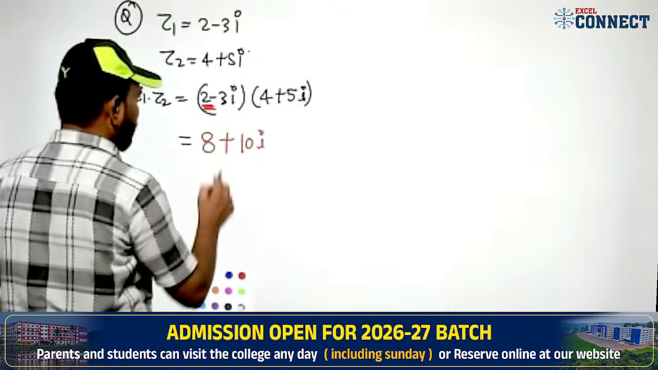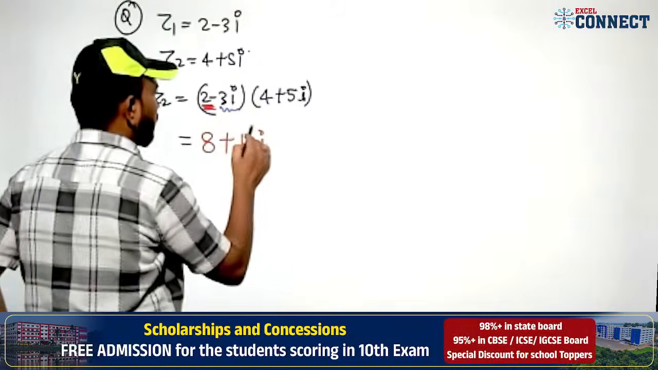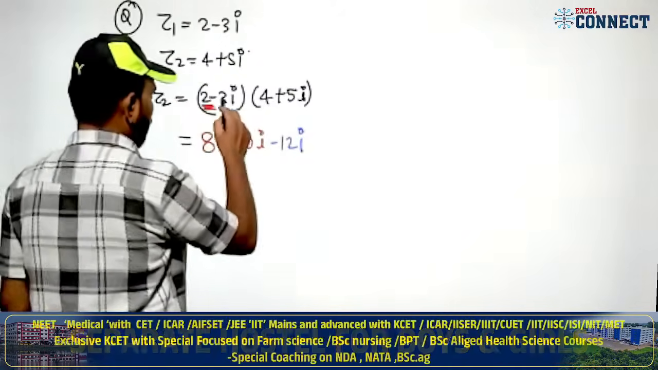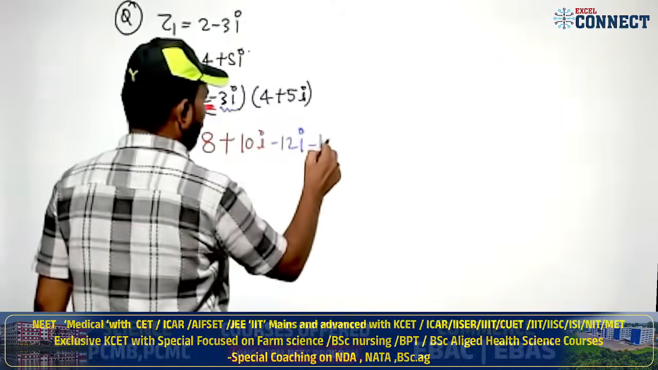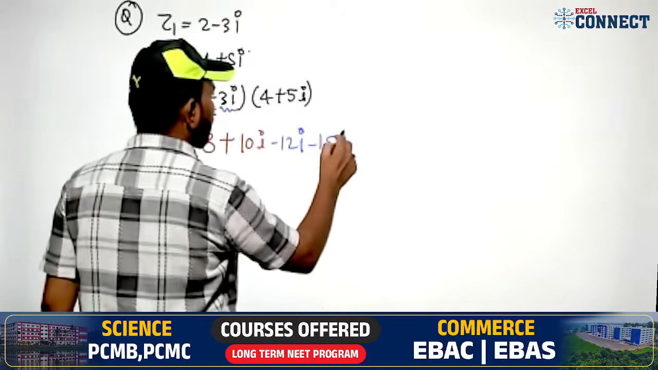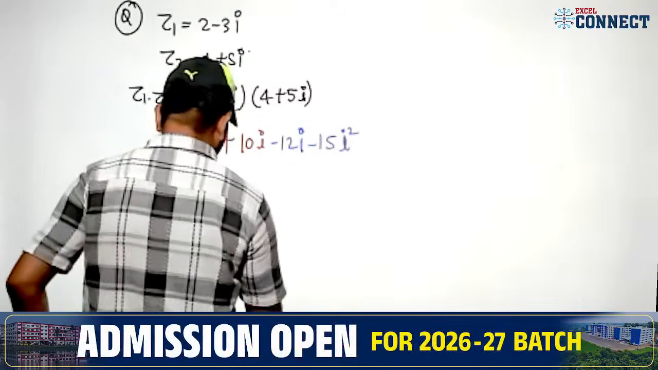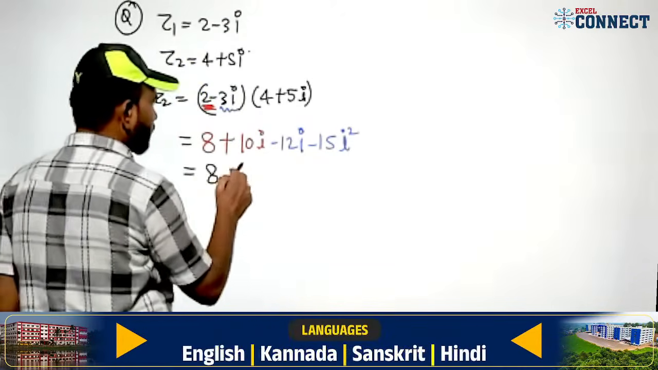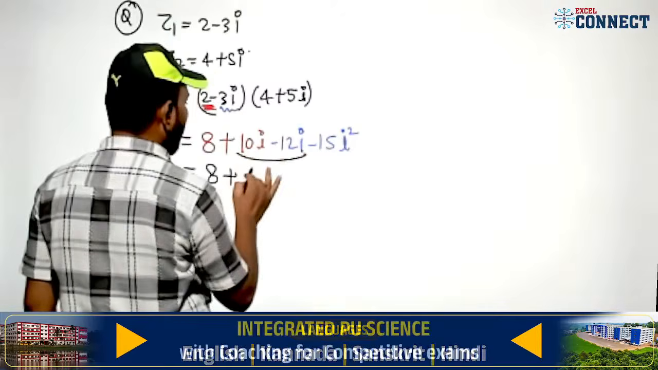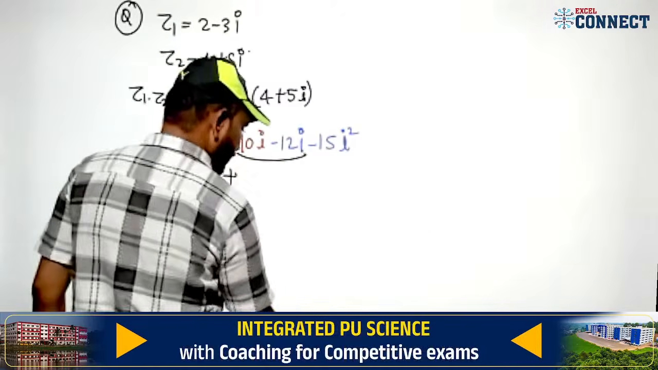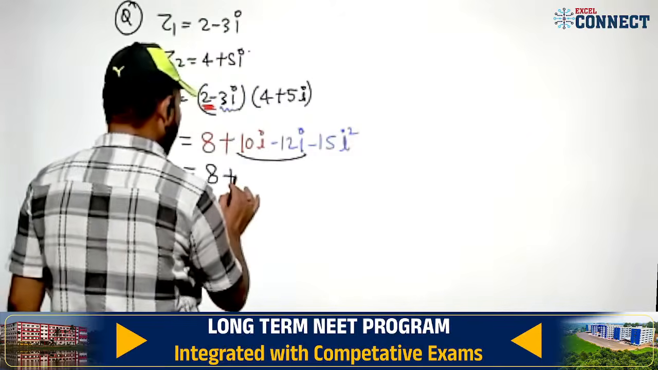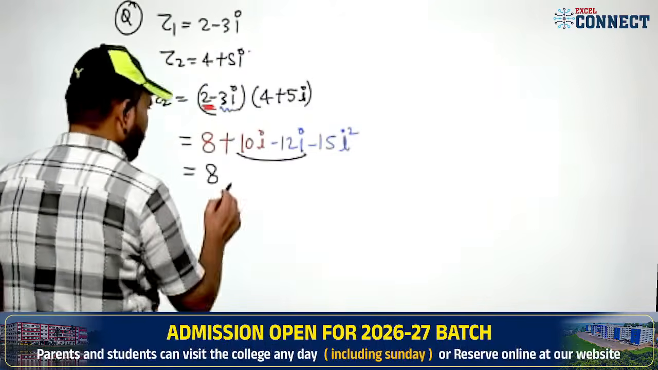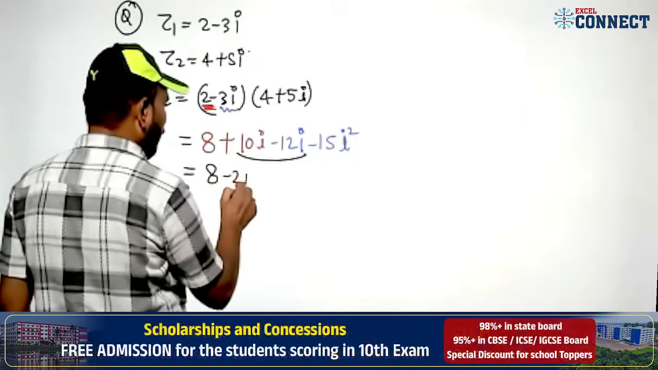Hold this portion. So this into this is what? Minus 12i. This into this is what? Minus 15 iota square. Now substitute this iota square value. So 8 plus, what is this? 10i minus 12i is what? Remove the symbol plus, and this is minus 2 iota.